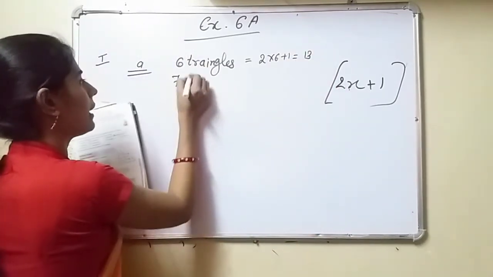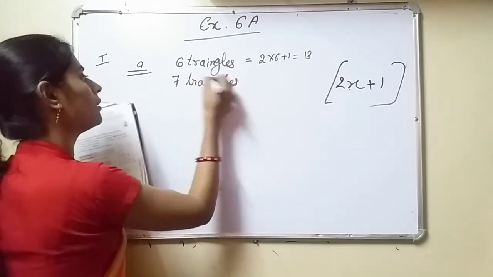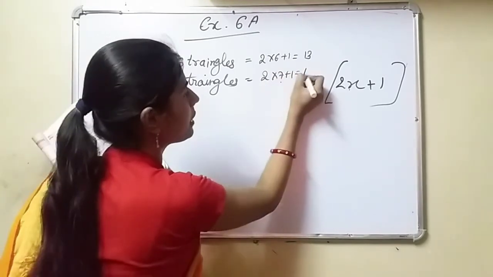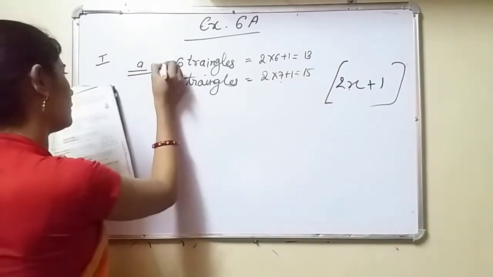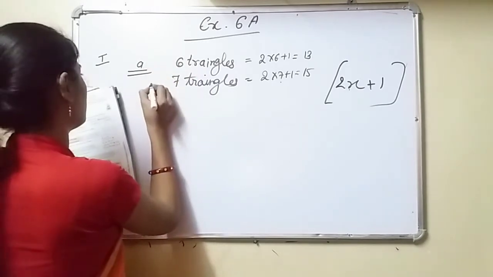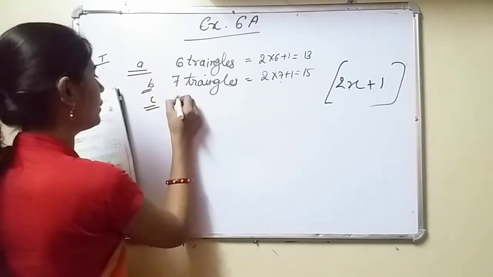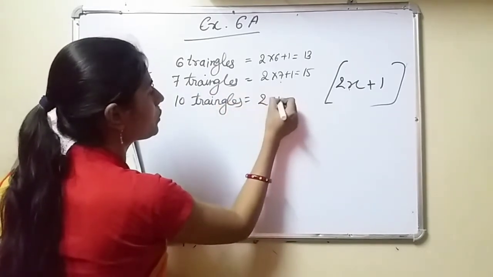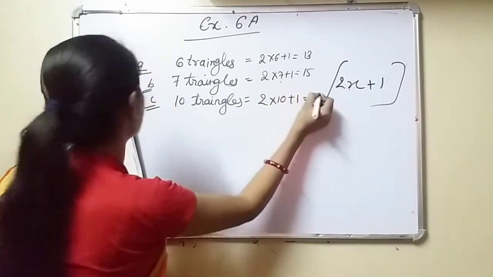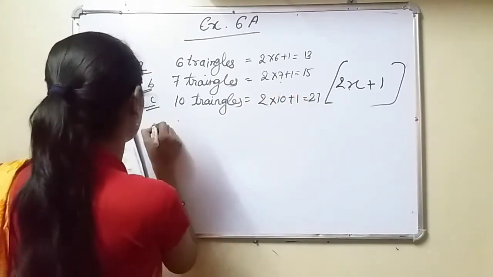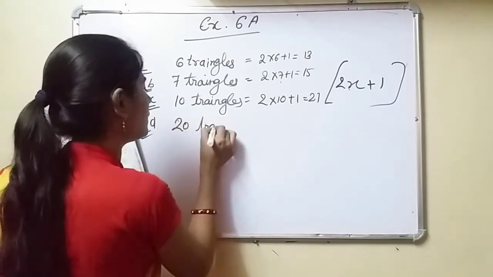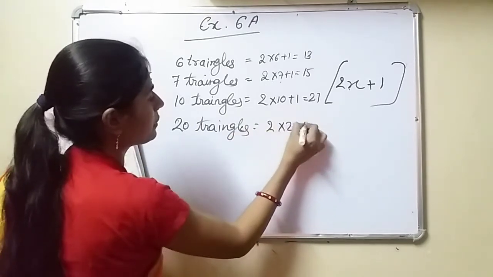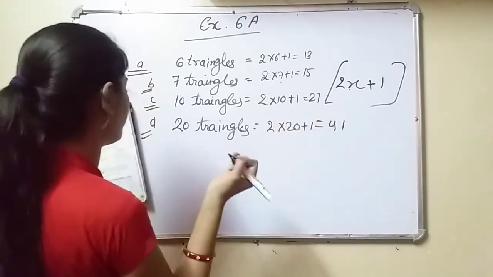Then they are asking about 7 triangles. What formula can you put here? 2 into 7 plus 1, that is 2 sevens are 14 plus 1, that is 15. B. Now 10 triangles. 2 into 10 plus 1, that is 20 plus 1, 21. Then D, for 20 triangles they are asking, then what do you have to do? 2 into 20 plus 1, that is 41.